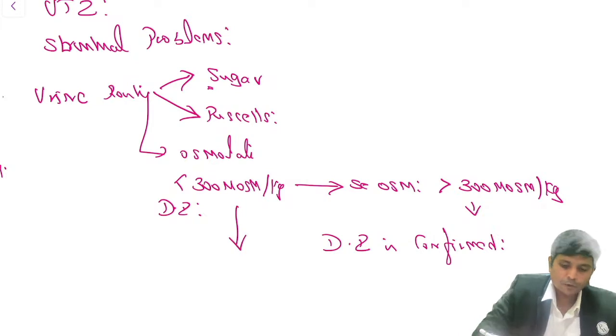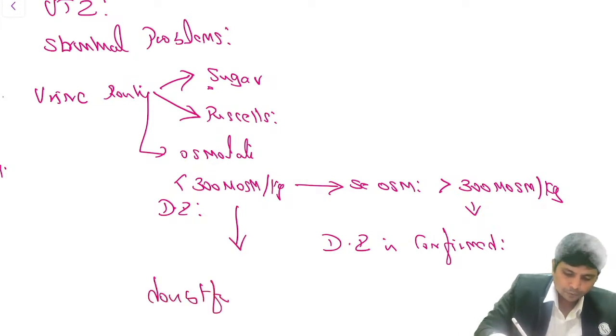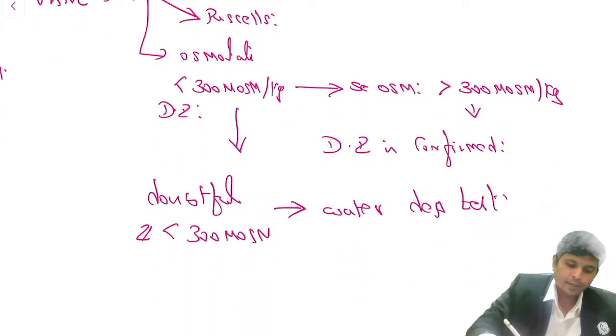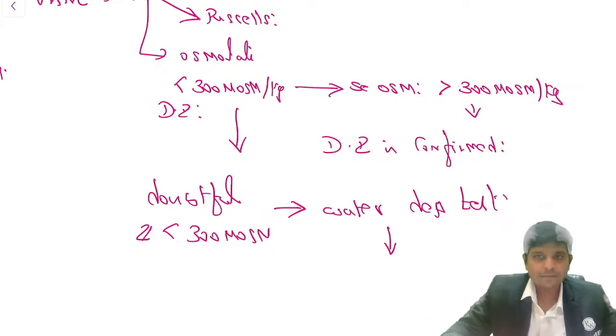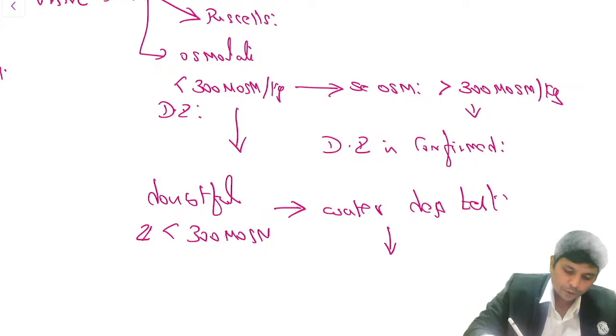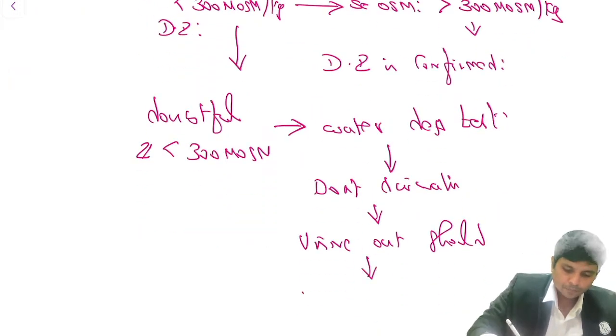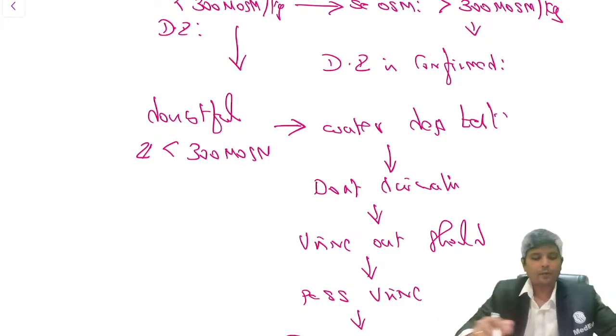But if your serum osmolality is doubtful, and it is less than 300 milliosmol per kilogram, then you need to do a water deprivation test. In water deprivation test, you are not supposed to drink any water for about 12 hours. When you don't drink water, your urine output should not be there. But if you still pass urine, it means you have diabetes insipidus. This is the water deprivation test.